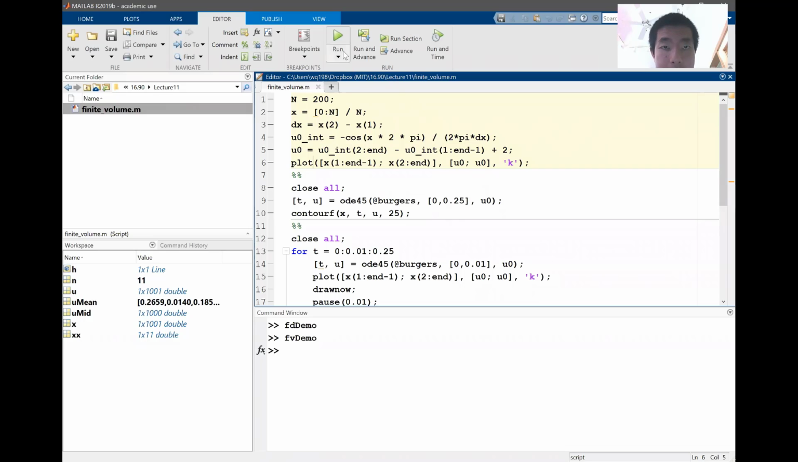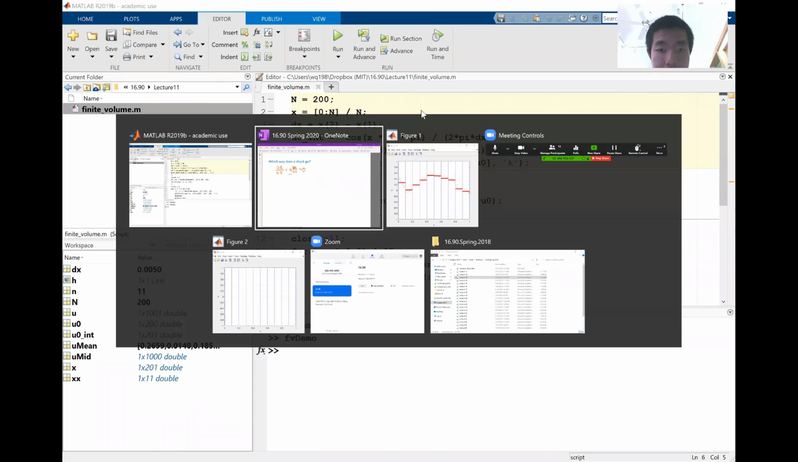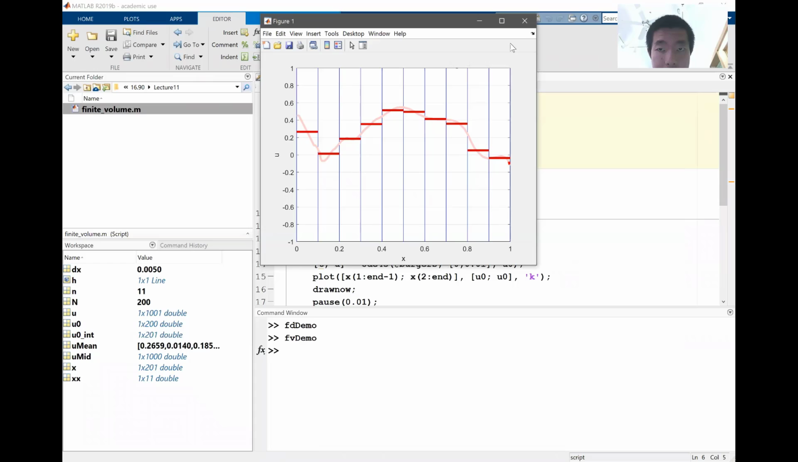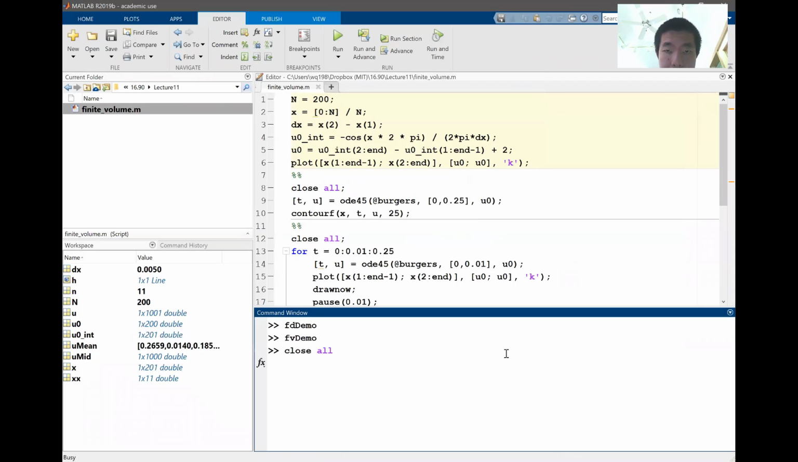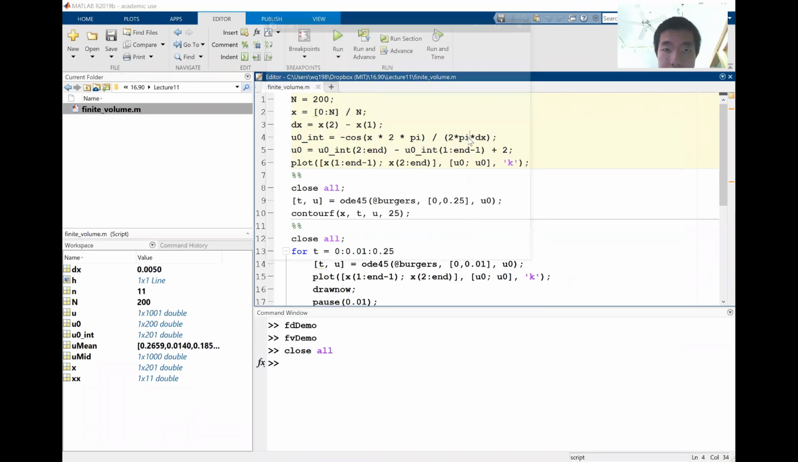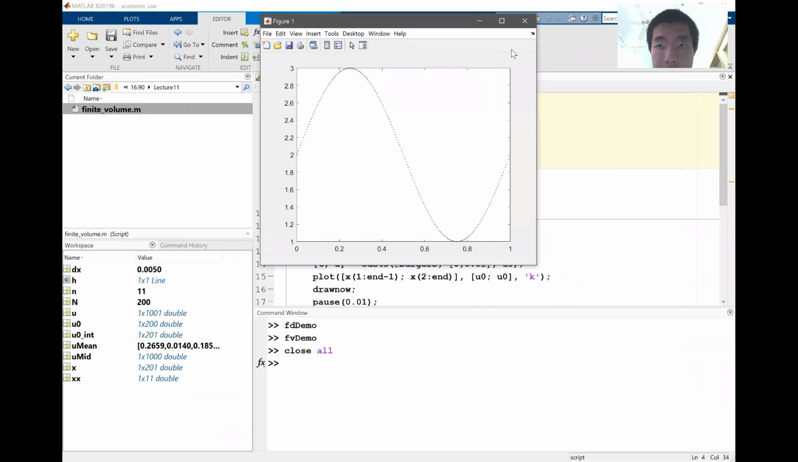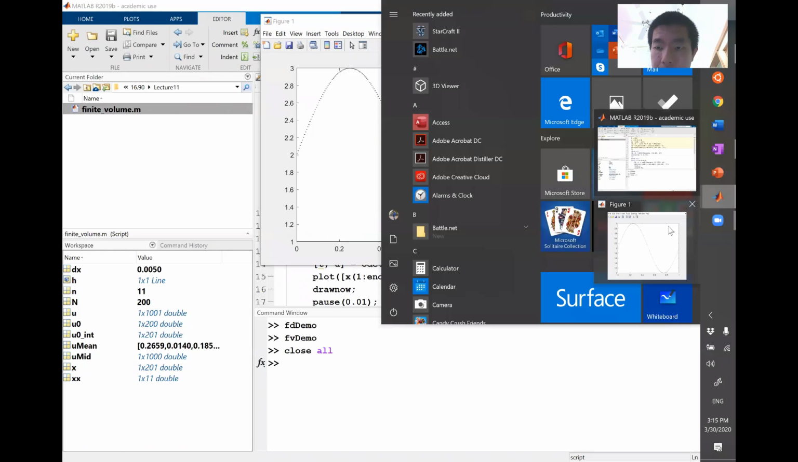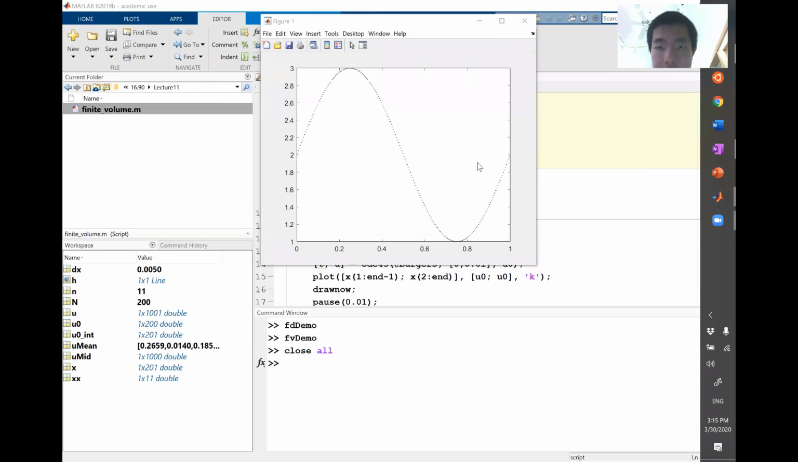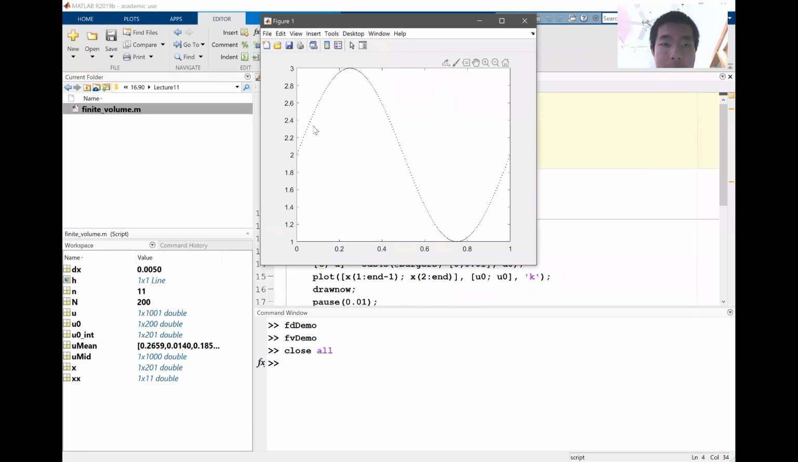So if we run this again, wrong section. Yes, we are able to plot. Anyway, we're able to see these little volume averages as short lines.